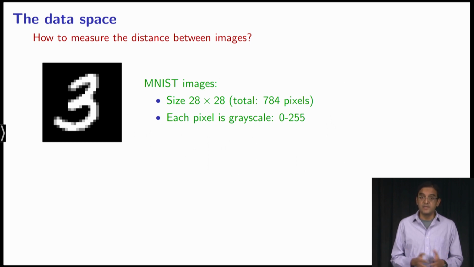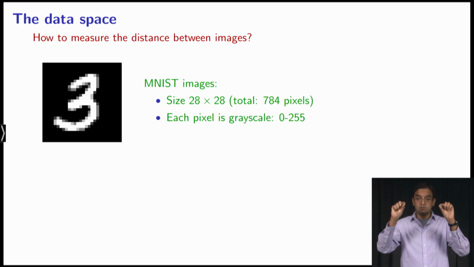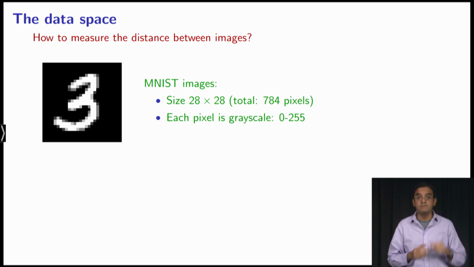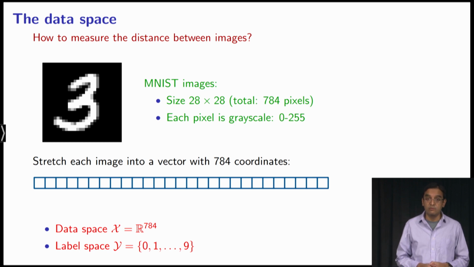So we will represent each image by a vector. Now, an MNIST image is 28 by 28. So it's 28 pixels wide and 28 pixels high. So it's a total of 784 pixels. Each pixel by itself is grayscale. It has a value between 0 and 255, where 0 means completely black and 255 means completely white. Okay? So, in order to convert an image like this into a vector, we can simply just stretch it out into a vector with 784 coordinates.